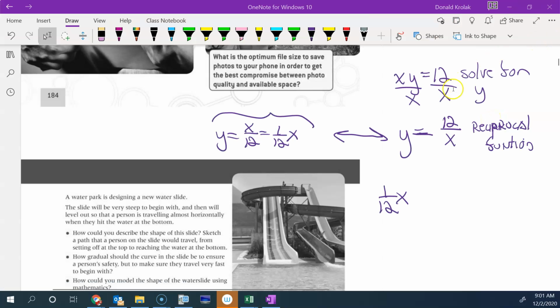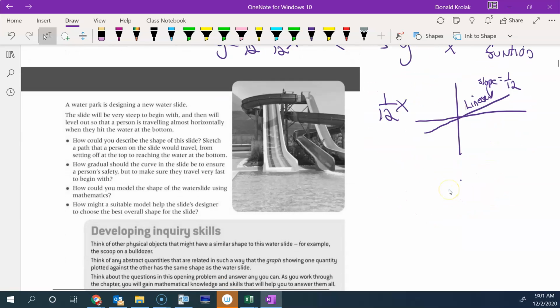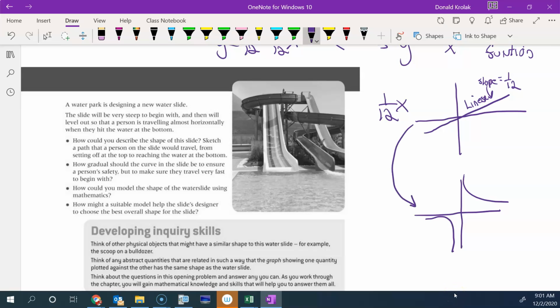It's a straight line, yeah. If you graph this, it's just going to be a line, and it's going to have a slope of 1/12. So if you take a line and you graph its reciprocal, the reciprocal of a line ends up looking like this. That's what the reciprocal is going to look like.